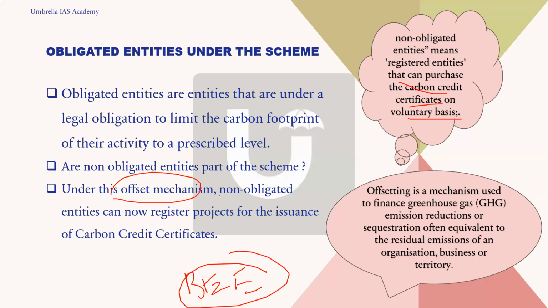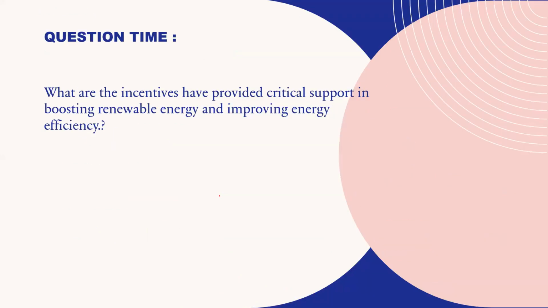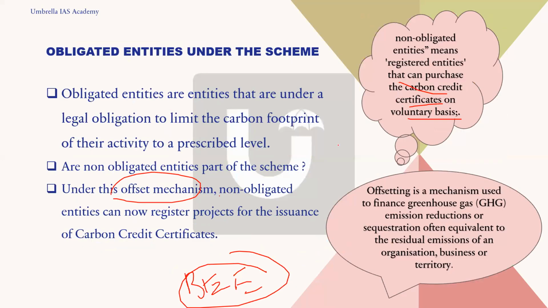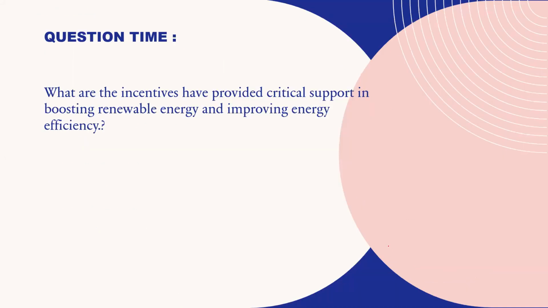This is important, and recently this has been covered both in the review as well as in many newspapers. So they may ask you about obligated entities, non-obligated entities, or the carbon credit trading scheme. Try to mention this in your answers. And they may also ask what is offset. Offset is a mechanism used to finance greenhouse gas emissions reductions or sequestration, often equivalent to reducing residual emissions. So whatever emissions I reduce, based on that you can take the credits.